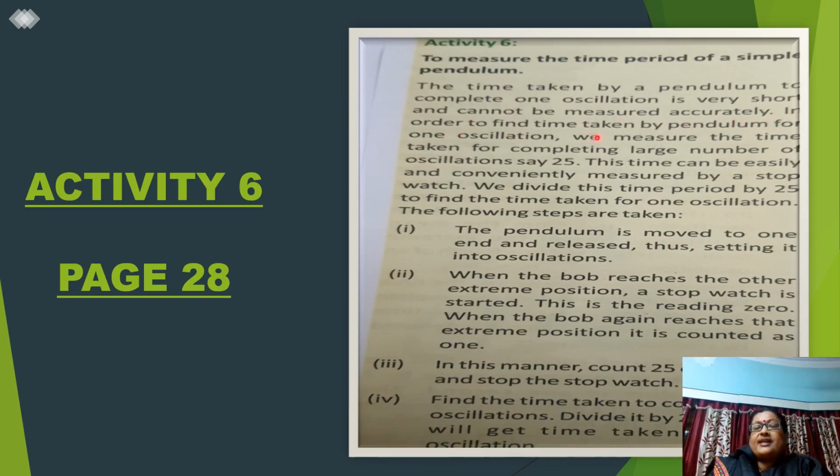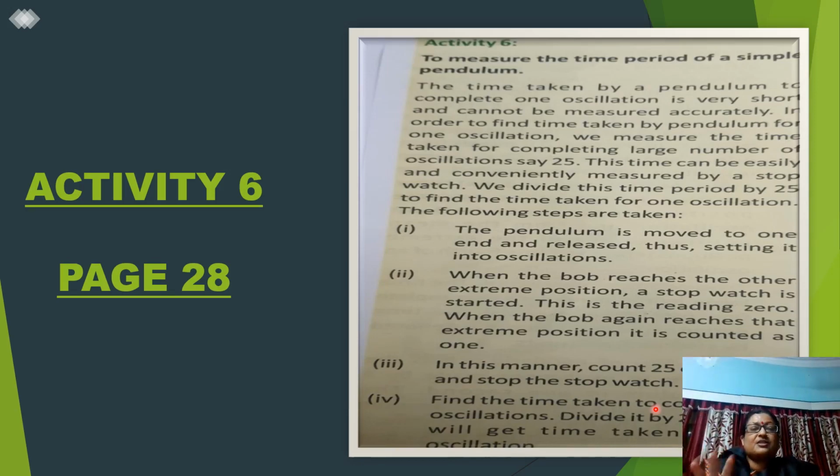In order to find the time taken by the pendulum for one oscillation, we measure the time taken for completing a large number of oscillations, say 25. This can be easily and conveniently measured by a stopwatch. Then we divide this time by 25 and find the time period for one oscillation. Now, what are the steps that are taken in that particular regard? I will read it again, children, and you need to read it again in your textbooks along with it.